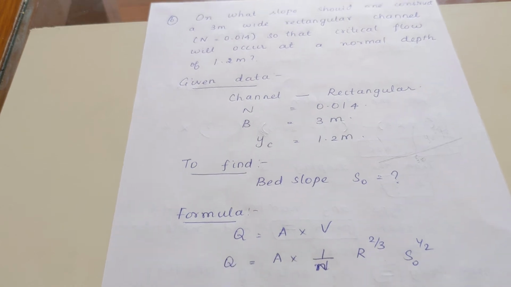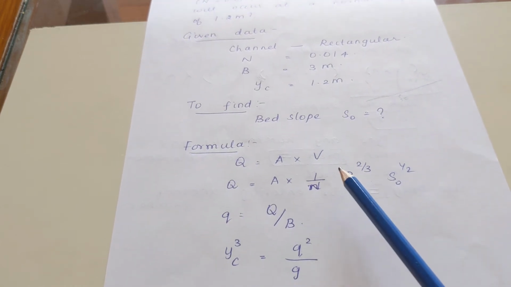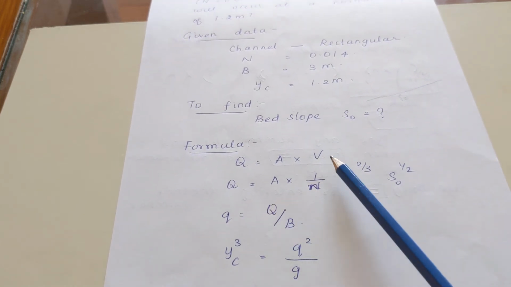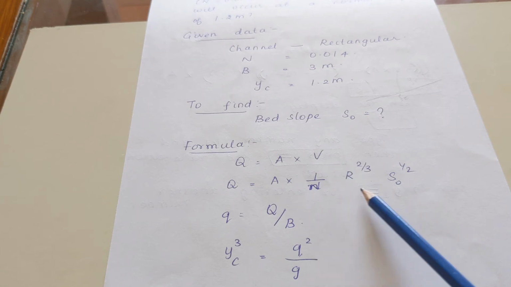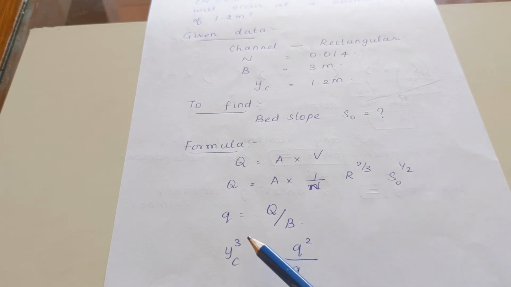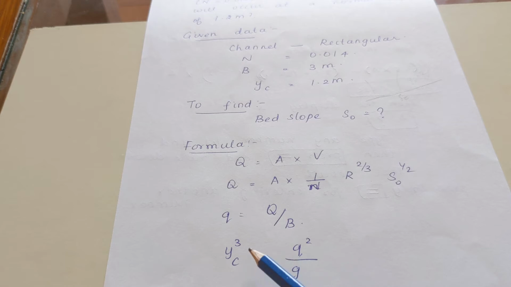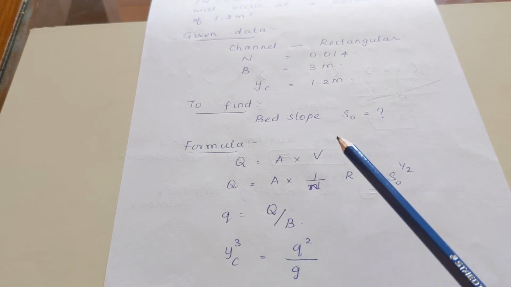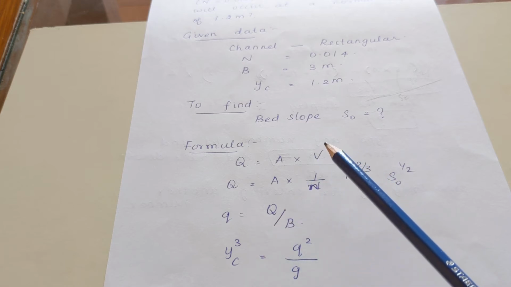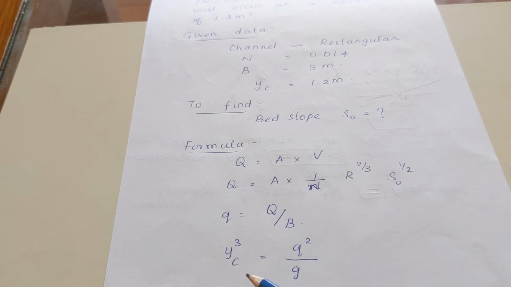Again you have to write down the formula. Q is equal to area into velocity. Velocity in terms of Manning's equation is 1 by n R raised to 2 by 3 S raised to half. q is small q, what is small q? Discharge per unit width, that is capital Q divided by the width b. Clear? So as they have given critical flow and normal depth, we have written the critical depth condition Yc cube is equal to q square divided by g.